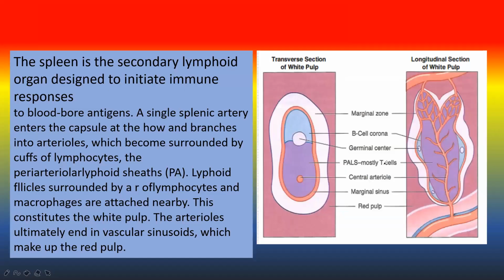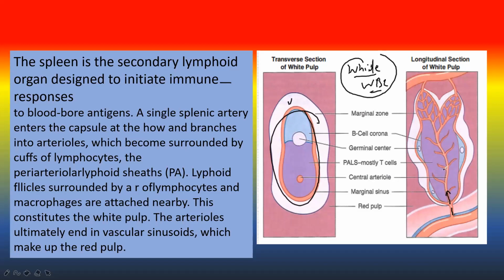What's the spleen? Inside the spleen we have white pulp and red pulp. White pulp is for WBC. In the red pulp we have red blood cells. So what do we see in the white pulp? This is the vessel here, the artery. This full area is the white pulp.